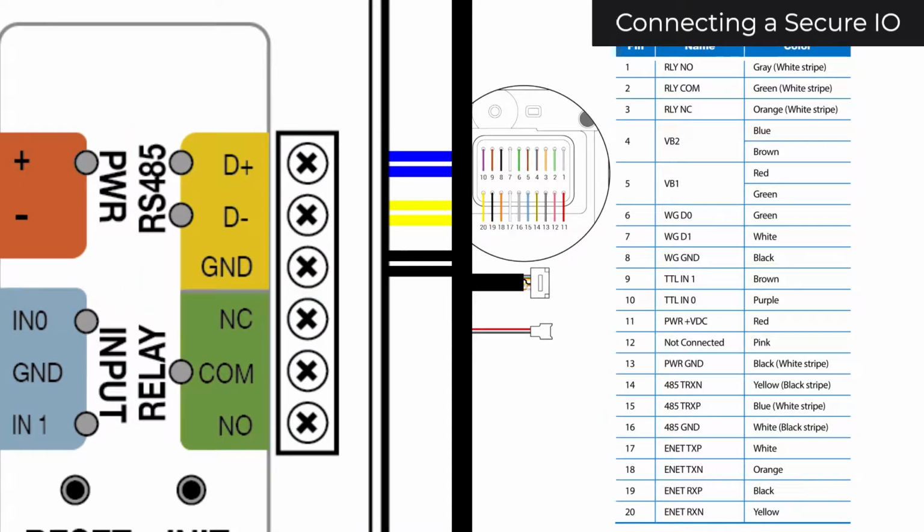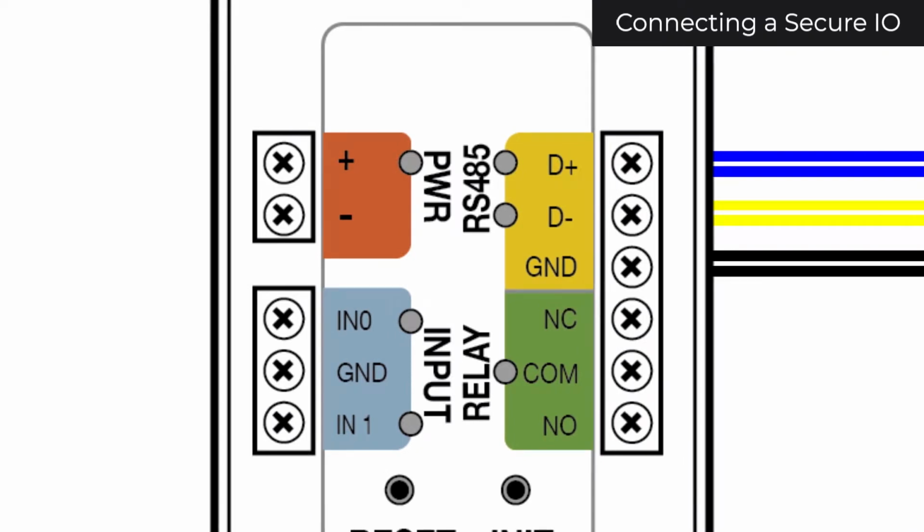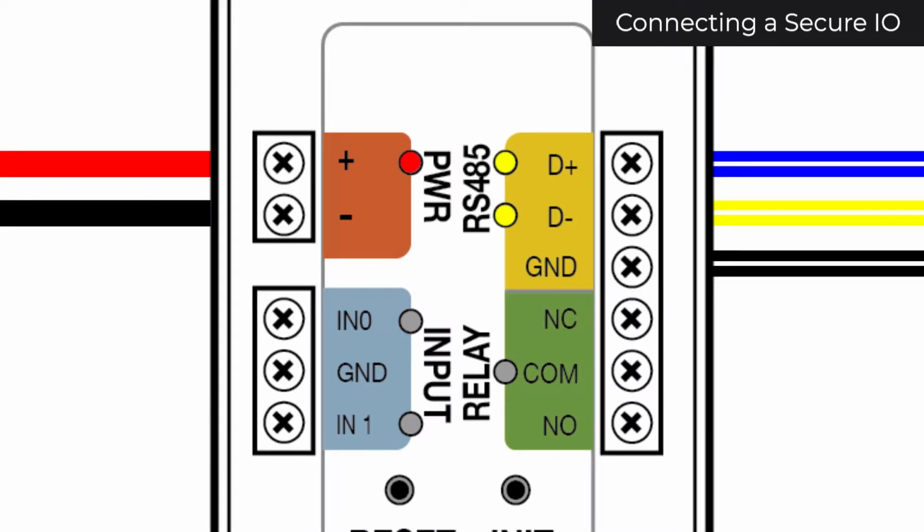Next, I'll want to give my Secure IO power. Be sure to use a 12-volt power source. Connect the red wire to power plus, and the black wire to power minus. On the Secure IO, you should see power light up red. As well, you should see the RS-485 lights light yellow. This means that the Secure IO is receiving from and transmitting to the reader. You now have the option to attach an additional relay and two inputs that you can configure in BioStar.